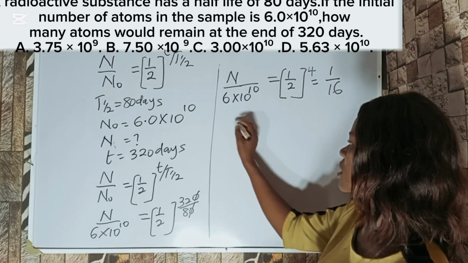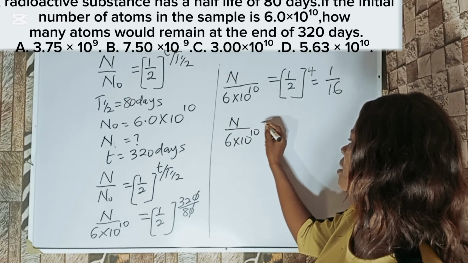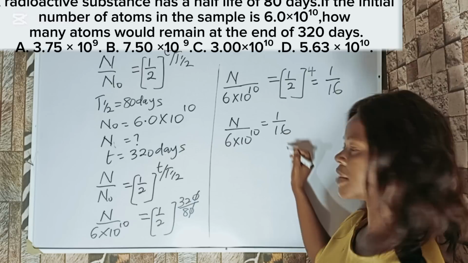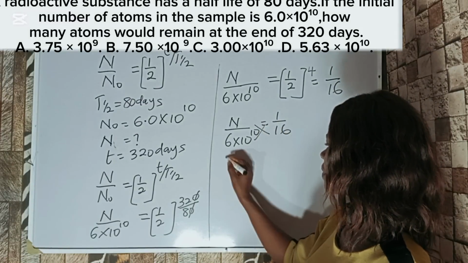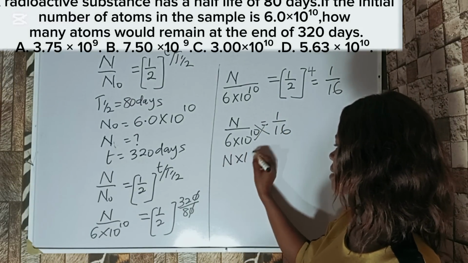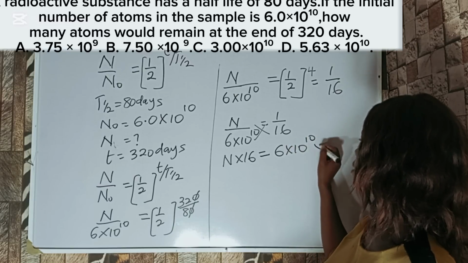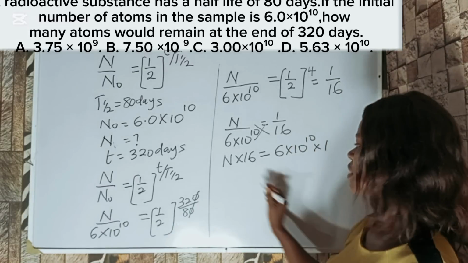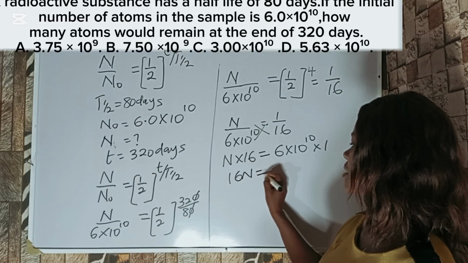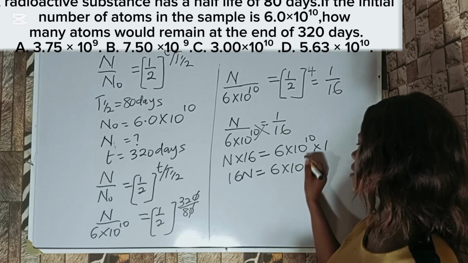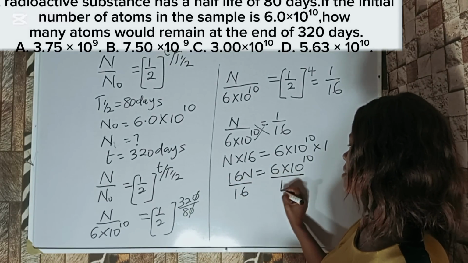Hope that is clear. So this is N over 6 times 10 raised to the power 10 is equal to 1 over 16. So what I'm going to do next is to cross multiply. Then N multiplied by 16 is equal to 6 times 10 raised to the power 10 multiplied by 1. This simply means 16N is equal to 6 times 10 raised to the power 10, right? Then I divide both sides by 16.